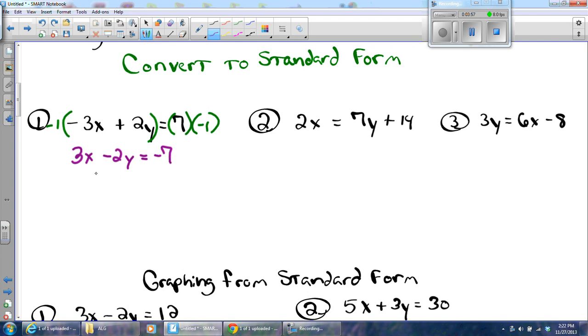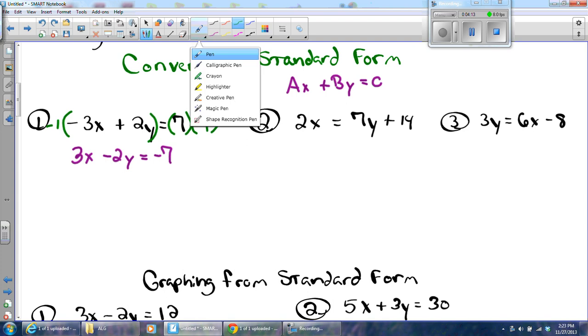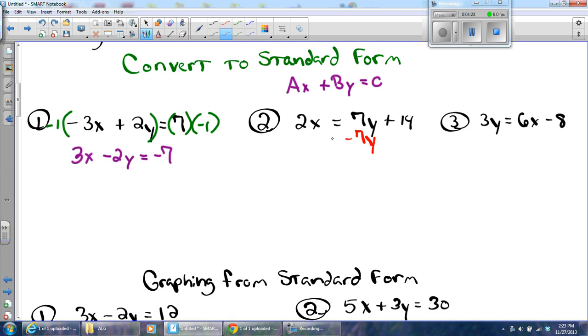Okay, number 2, there's a problem. I want Ax plus By equals C. I want the x and y on the left-hand side of the equal sign. Well, right now, I have the y and constant on the same side of the equal sign. So I want to get rid of this y. I don't want it to be on the right-hand side. I want it to be over here. I'm going to subtract 7y from both sides.